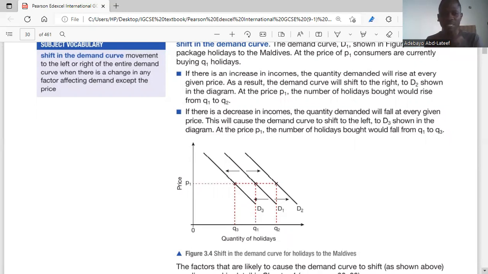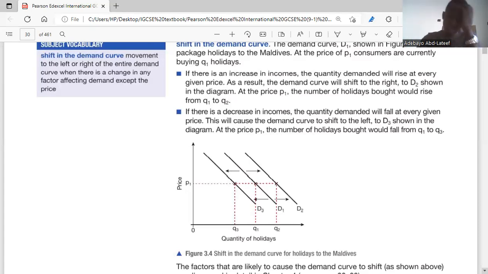It says, for example, if there's an increase in income, the quantity demanded will rise at every given price. As a result, the demand curve will shift to the right to D2, shown in the diagram at the price P1. The number of holidays bought would rise from Q1 to Q2. If there is a decrease in incomes, the quantity demanded will fall at every given price. This will cause the demand curve to shift to the left to D3, shown in the diagram at the price P1. The number of holidays bought would fall from Q1 to Q3.